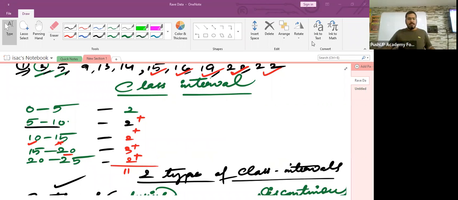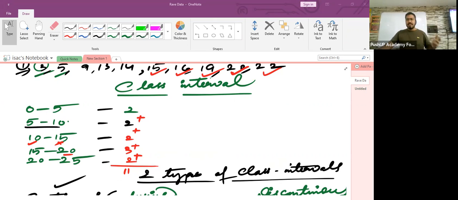Fine. So you learned what a class interval is. How many types of class intervals are there? How many are there, Prajwal? Two. Which are they, Namrata? Continuous and discontinuous. In a continuous class interval, the upper limit of one class interval will match with the lower limit of the next class interval, isn't it? And in a continuous class interval, the upper limit value is never considered for counting.